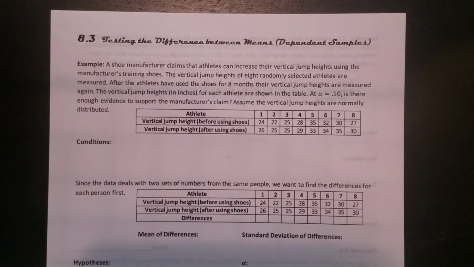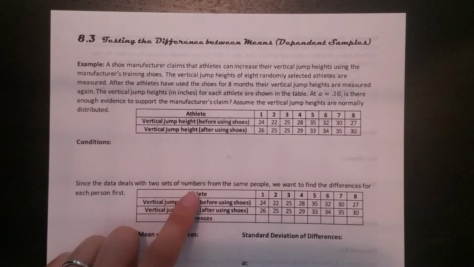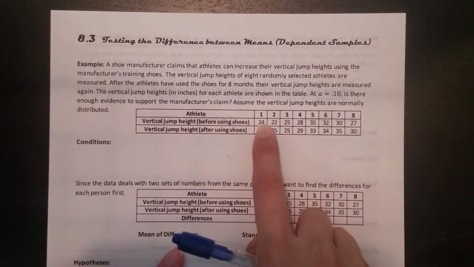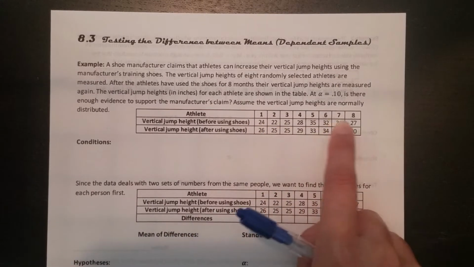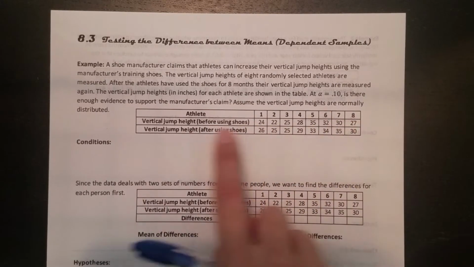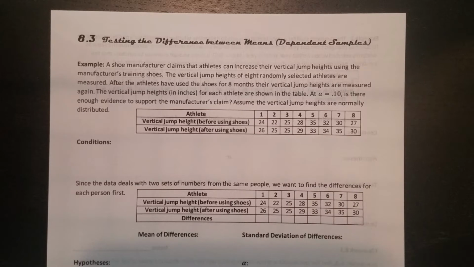Is there enough evidence to support the manufacturer's claim? Assume the vertical jump heights are normally distributed. So here they've listed out how tall they were jumping before using the shoes for each of these 8 people, and then after using the shoes. So again, we want to see that increase because your shoes are supposed to help you jump higher.